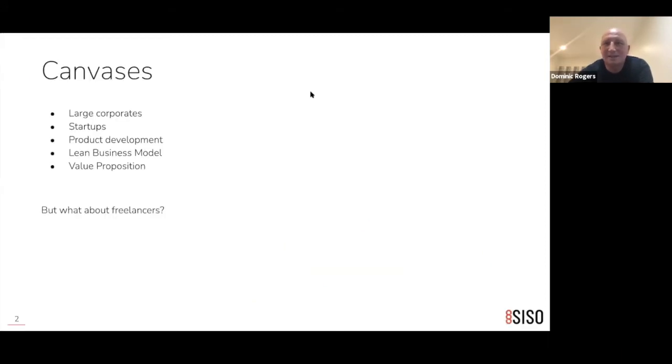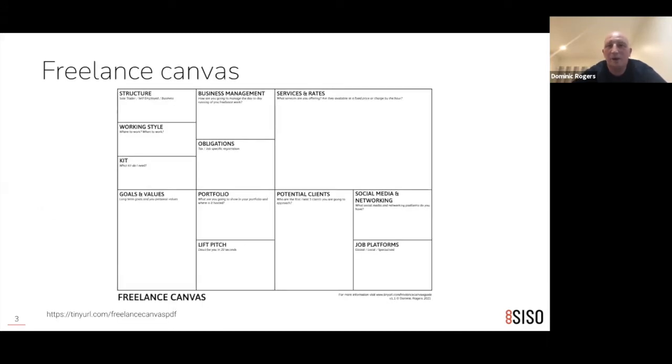there are already canvases out there, but they mainly help large corporate startups, or they're very much based on a particular product and how the product can develop, or they're all about sorting out the value proposition. So you've got the value proposition canvas, the iceberg canvas, the lean business model canvas, and lots of different ones. But there isn't anything for freelancers. So what I've got is the Freelance Canvas. It helps anybody that's starting out in freelancing, or anybody that just wants to reflect on how their current freelancing operation is going and how they can improve it.